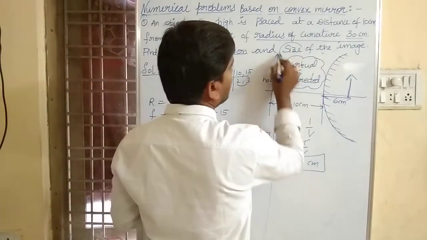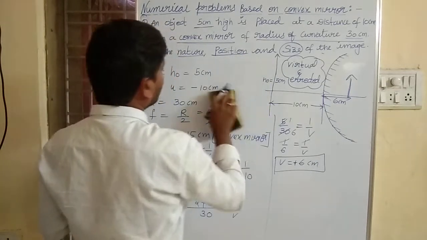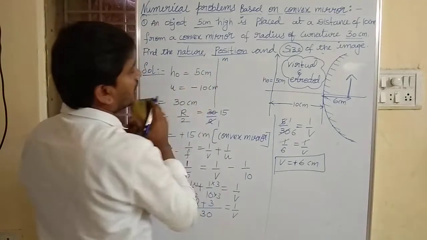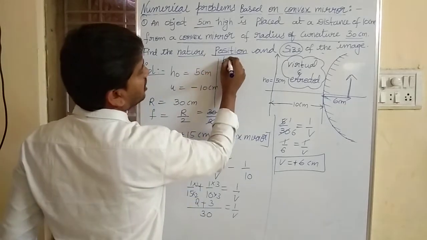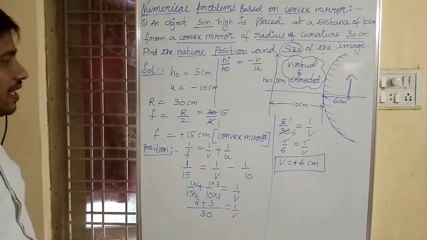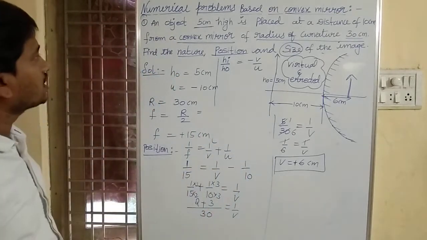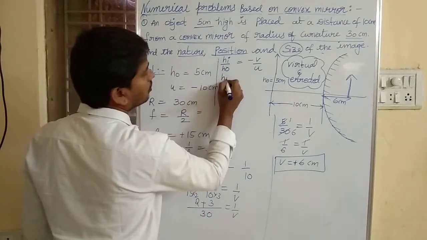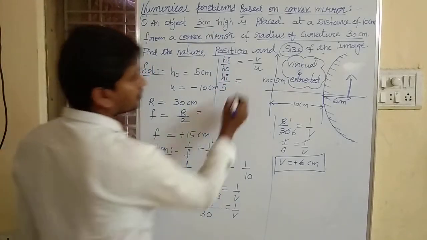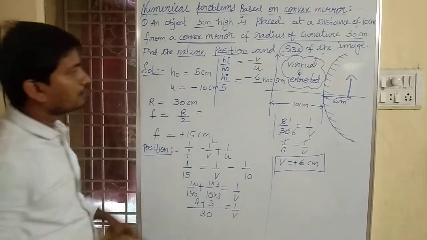Now let us find out the size of the image. As we know, for magnification we have the formula m equal to hi by h naught equal to minus v by u. What is the height of the image? Height of the image we have to find out. Height of the object is 5 cm, equal to minus, we got v value 6 cm and u value is minus 10 cm.